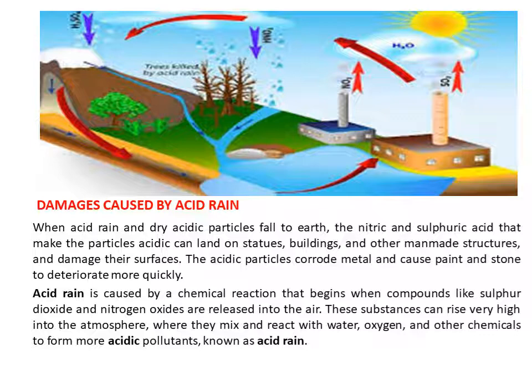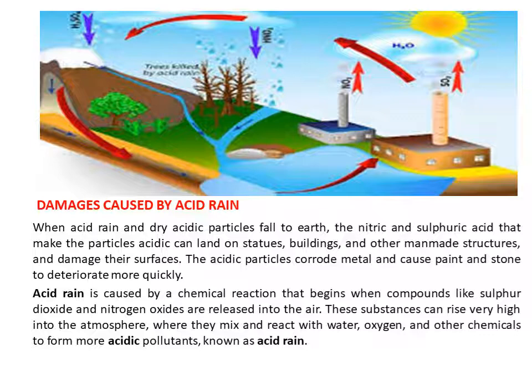Now the next, damages caused by acid rain. When acid rain and dry acidic particles fall to earth, the nitric and sulfuric acid that make the particles acidic can land on statues, buildings and other man-made structures and damage their surfaces. The acidic particles corrode metal and paint, and cause paint and stone to deteriorate more quickly.